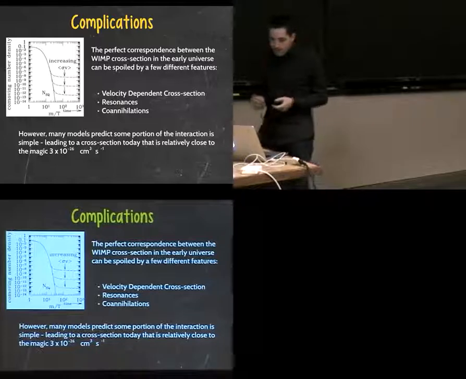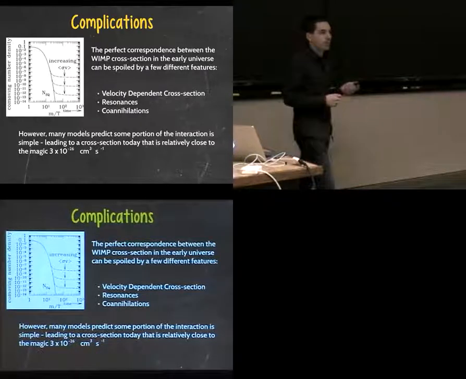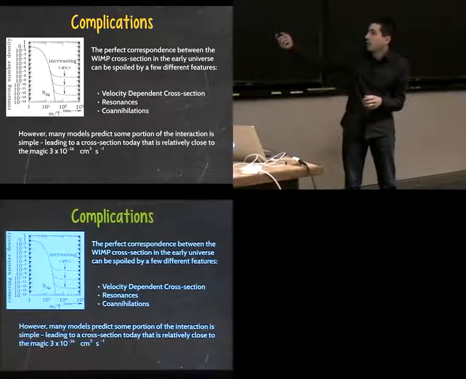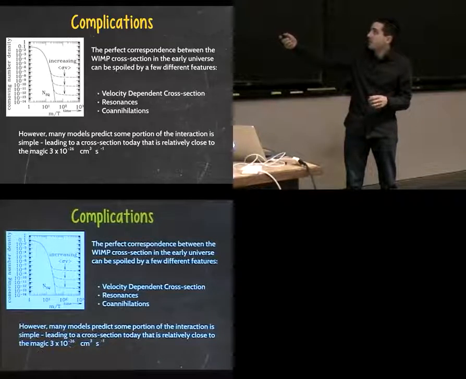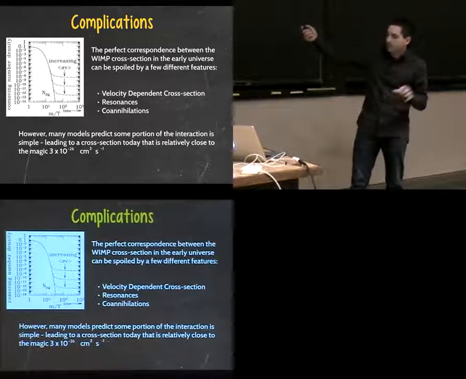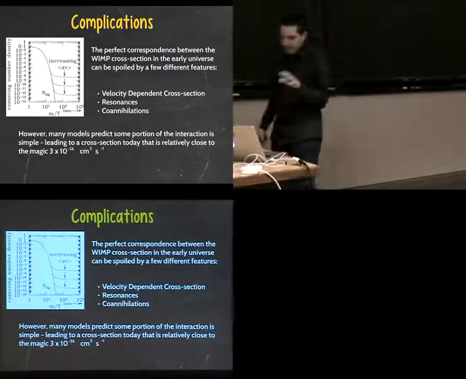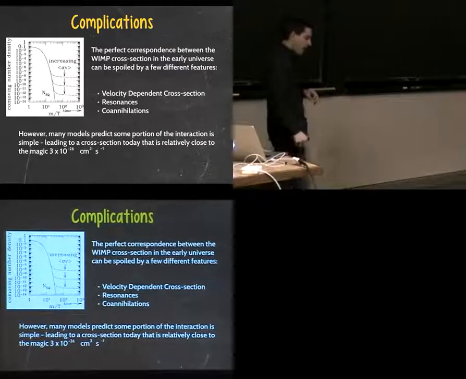But many models predict this so-called magic number, the thermal relic cross-section, of 3 times 10 to the minus 26 centimeters cubed per second. I'll explain the units in a second, but otherwise that's just a number.